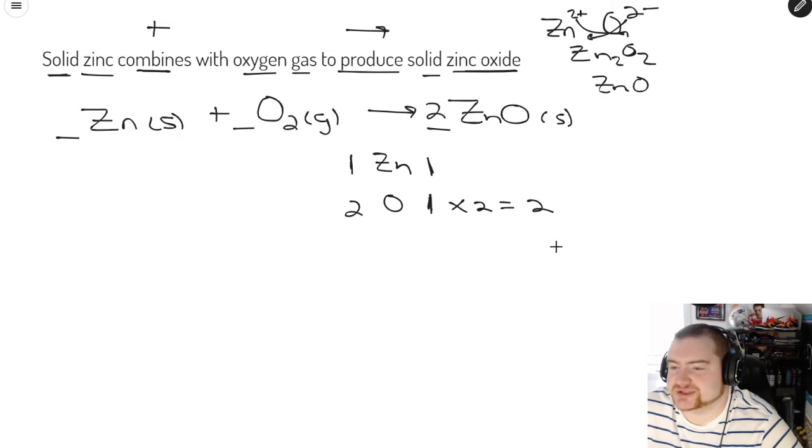So obviously, we need to multiply by 2 so that the oxygens are the same. So I'll put that 2 in front of the zinc oxide. What does that do to the zinc that we have up top? Well, it multiplies it by 2.